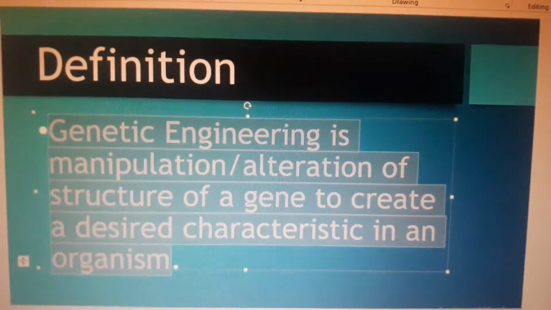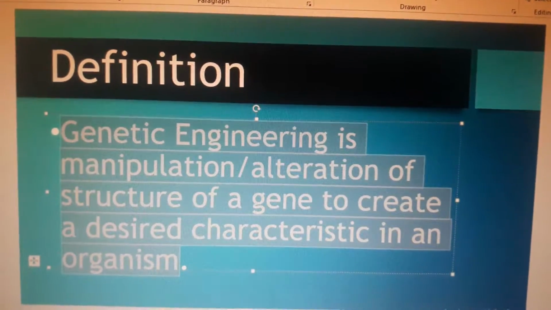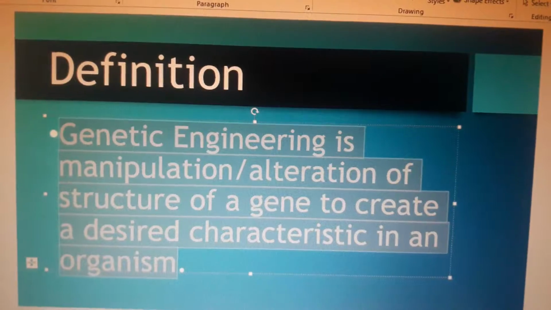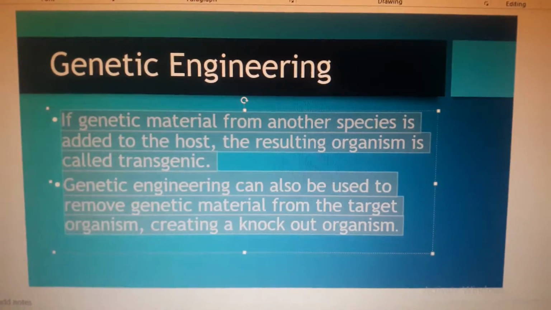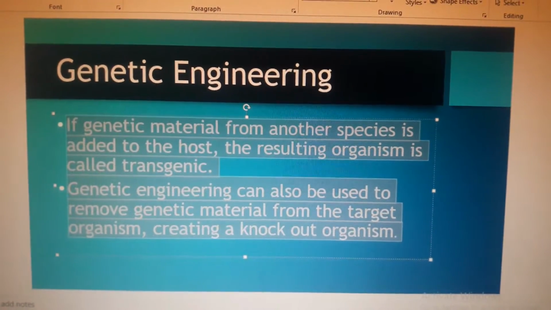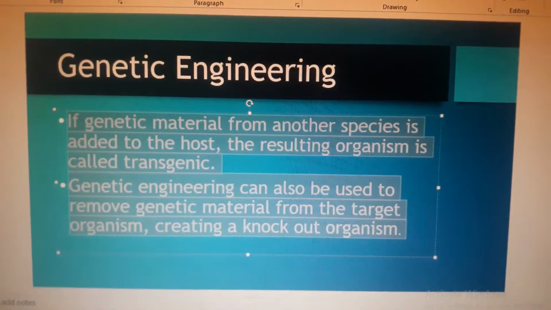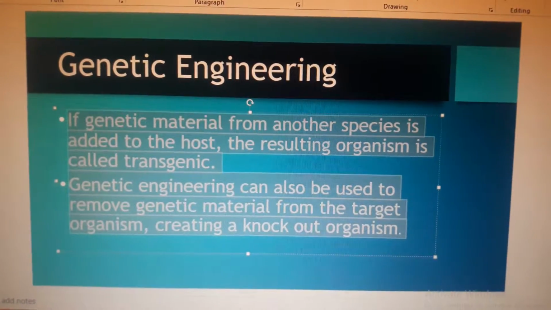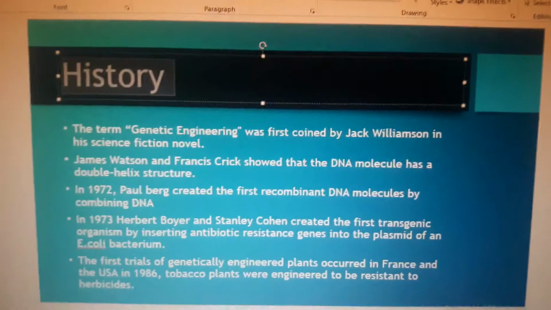Definition: genetic engineering is manipulation or alteration of the structure of a gene to create a desired characteristic in an organism. If genetic material from another species is added to the host, the resulting organism is called transgenic. Genetic engineering can also be used to remove genetic material from the target organism, creating a knockout organism.